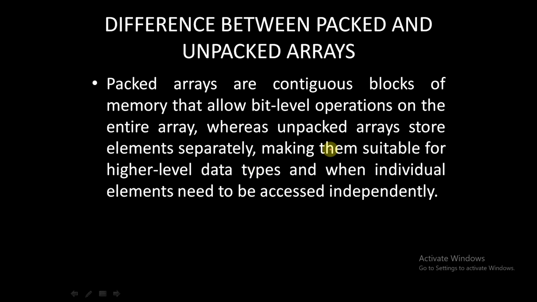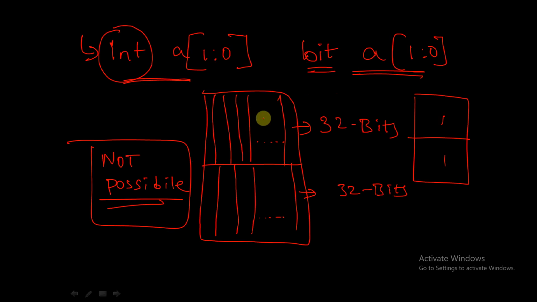Next, the difference between packed arrays and unpacked arrays. Packed arrays are contiguous blocks of memory that allow bit level operations on the entire array, whereas unpacked arrays store the elements separately, making them suitable for higher level data types and when individual elements need to be accessed independently. In packed arrays, we can access each single bit and slice the bits. But in unpacked arrays, if it is a higher level data type, we cannot access each single bit. We can access the whole data at a time, but we cannot slice it.